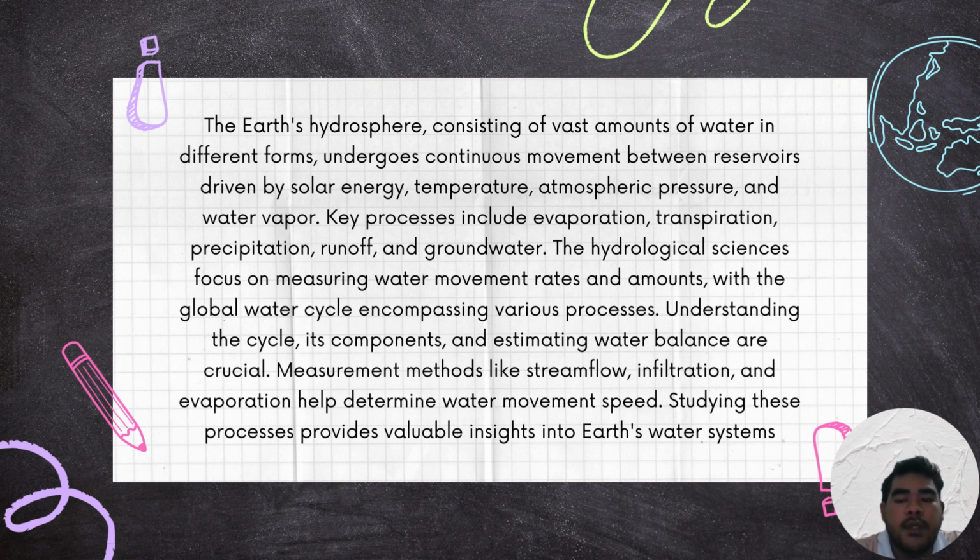The global water circulation, known as the water cycle, encompasses various processes and causal systems. Understanding the hydrology cycle, its components, and estimating water balance are crucial. Measurement methods such as stream flow, infiltration, and evaporation help determine the speed of water movement in specific areas. By studying this process, we gain valuable insight into Earth's water system.